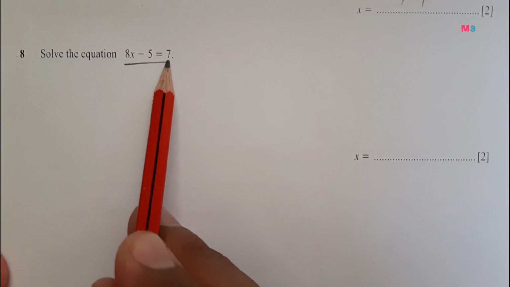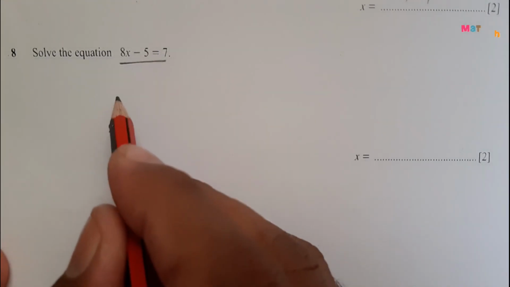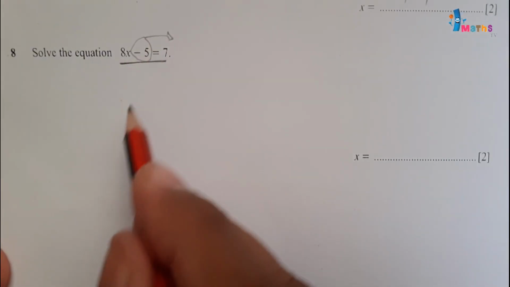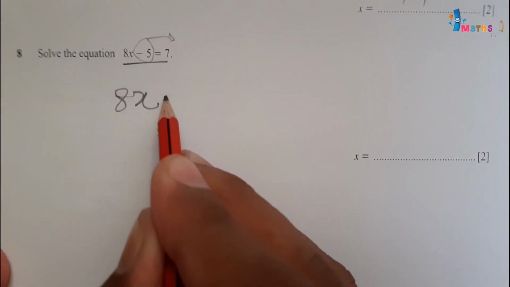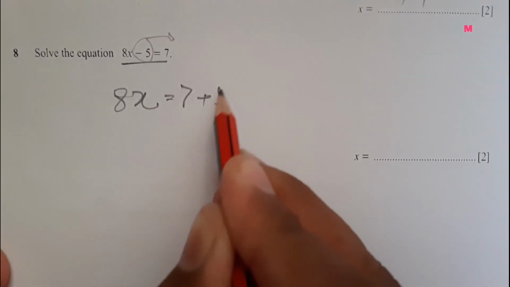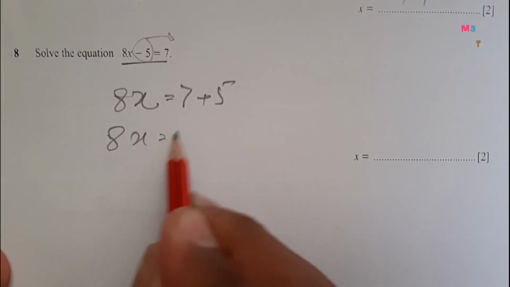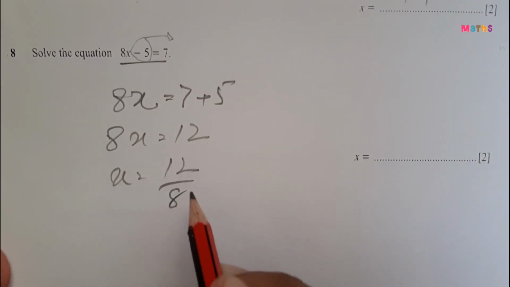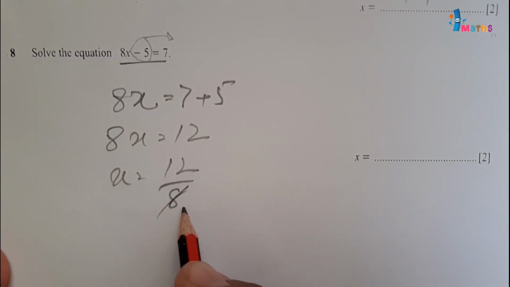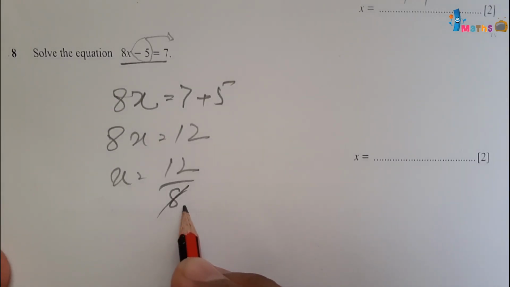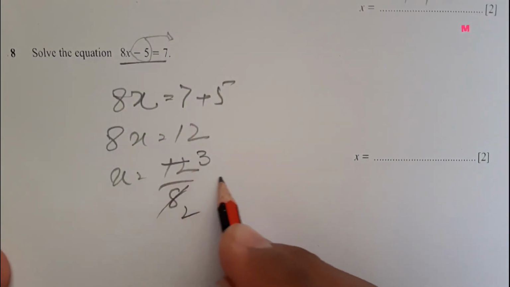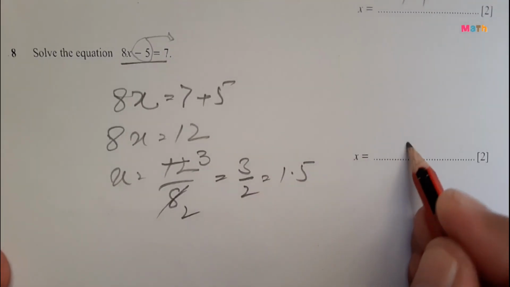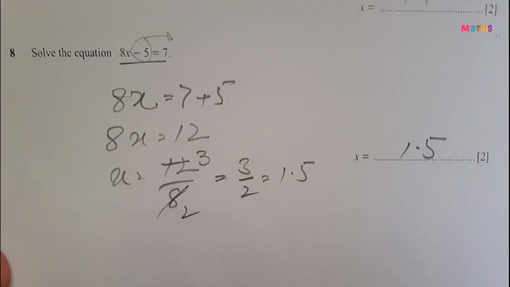Question number 8. Solve the equation. This equation is given. So we will shift this minus 5 to the other side of the equality. So 8x is equal to 7 plus 5. 8x is equal to 12. So x is equal to 12 over 8. We can cancel: 2 fours are 8 and 3 fours are 12, so this will be 3 by 2, which is equal to 1.5.